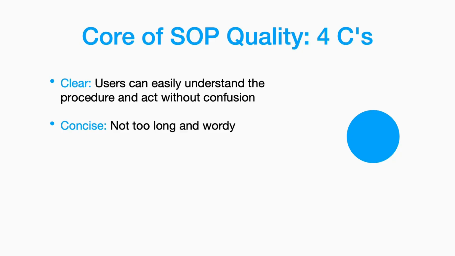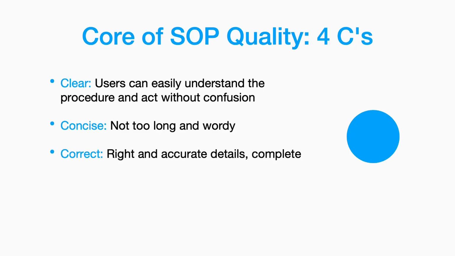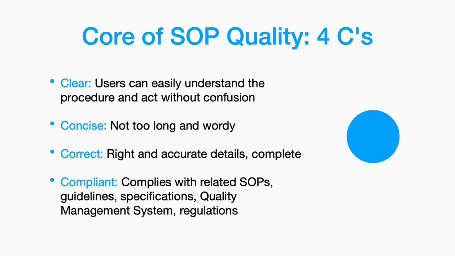Then in addition to being clear and concise, it should be correct. All the necessary steps and details should be included, and that too in the right order. At no stage, users should be left thinking, I'm not sure what to do next. And finally, it should be compliant with the applicable standards and regulations. So this is the core of SOP quality.